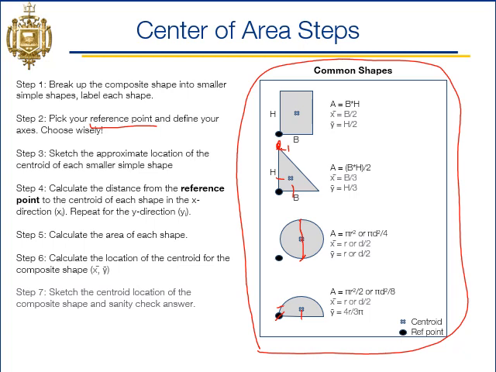All right, so once you have all those distances, then you'll calculate the area of the shape. So step 5, calculate the area of each shape. And then step 6, you're going to calculate the location of the centroid of the composite shape, and you'll use the formulas from the previous slide to find those centroids. Once you have found the centroid of the whole shape, you'll sketch that on the composite shape and sanity check the answer to make sure that what you calculated actually makes sense.